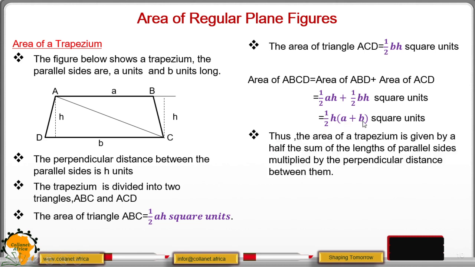If you look at a and b, these are the parallel sides. So we can say that the area of a trapezium is given by a half of the sum of the lengths of the parallel sides multiplied by the perpendicular distance between them. So it's a half, then a plus b, where a and b are the parallel sides, then multiplied by h units. And this will give you a half (a plus b) h square units. This will be the area of a trapezium.